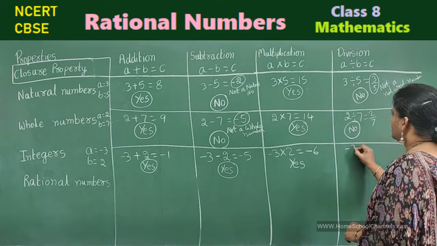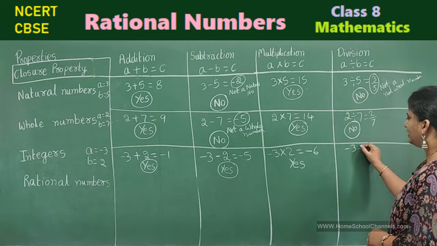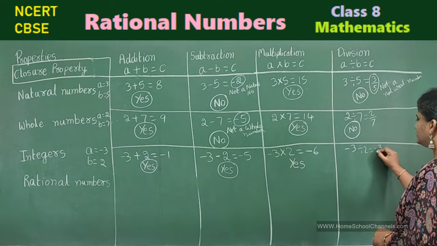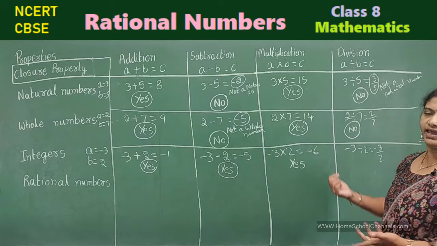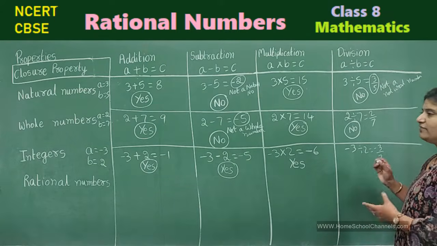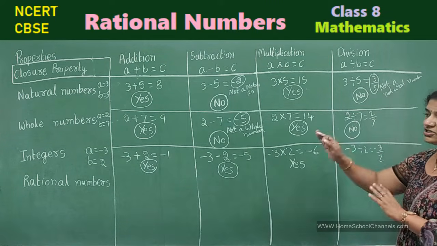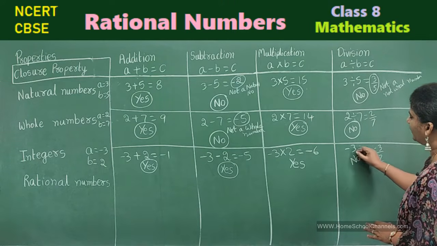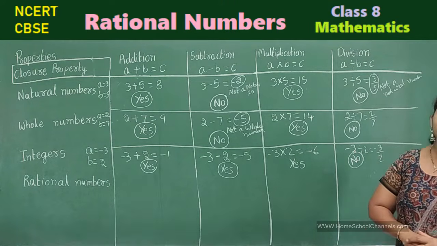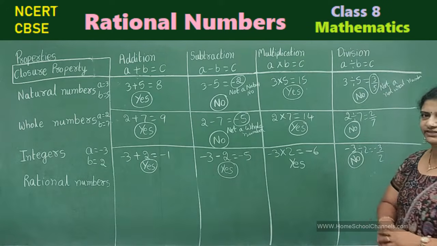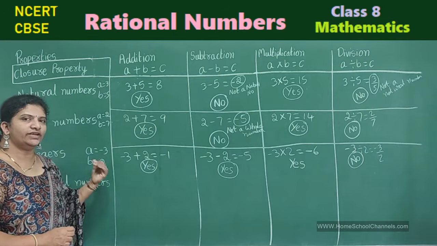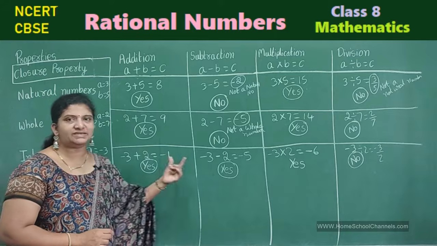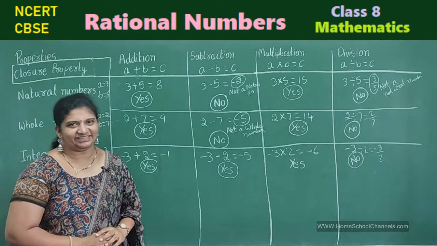Division. Substitute in this. Minus 3 divided by 2, that is minus 3 by 2. See here again it looks like a fraction. Fraction does not belong to integers. Therefore, closure property of integers does not hold good for division. Closure property of integers is true for addition, subtraction and multiplication.